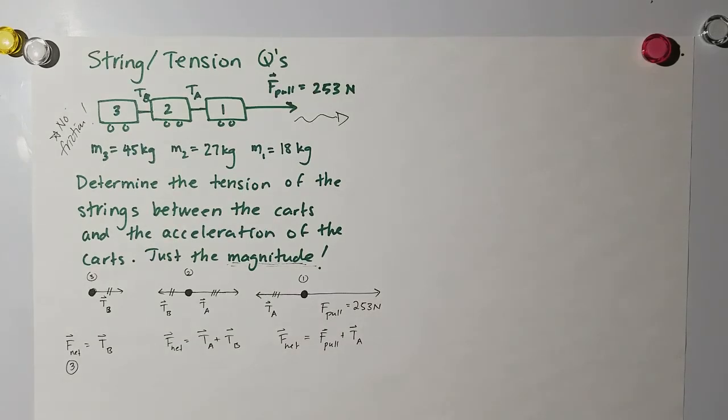Now these are very general F net equations. If you want, you can put direction into these. And sometimes it's a good idea, but sometimes students get confused.